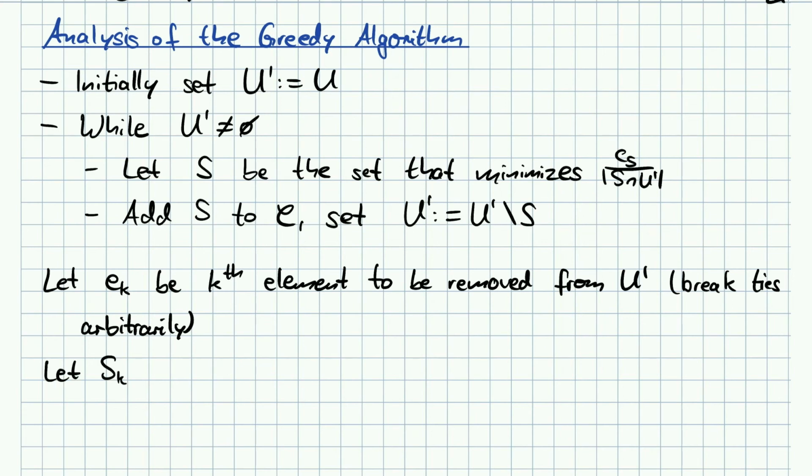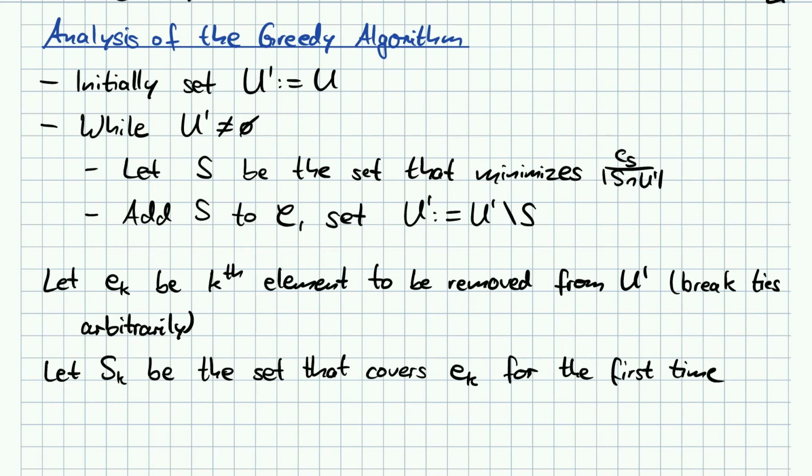We let Sk be the set that covers Ek for the first time. Of course, any element might get covered multiple times here because we're not actually talking about what happens outside of U prime. Well, then the element might not be contained anymore in U prime, but it might get covered another time just because it so happens that other elements get covered this way. But this is what we ignore here. We just say that Sk is the set that covers Ek for the first time. So this is the set that we're picking in the iteration in which Ek is being removed from U prime.